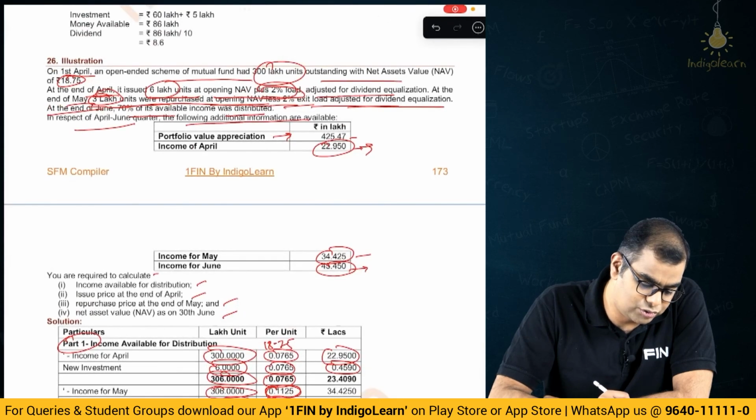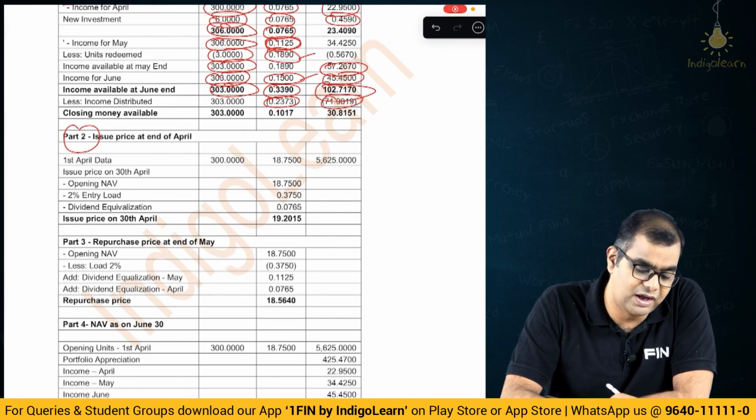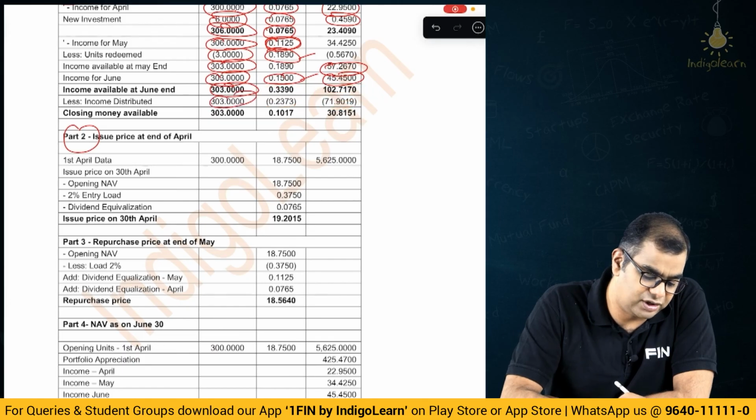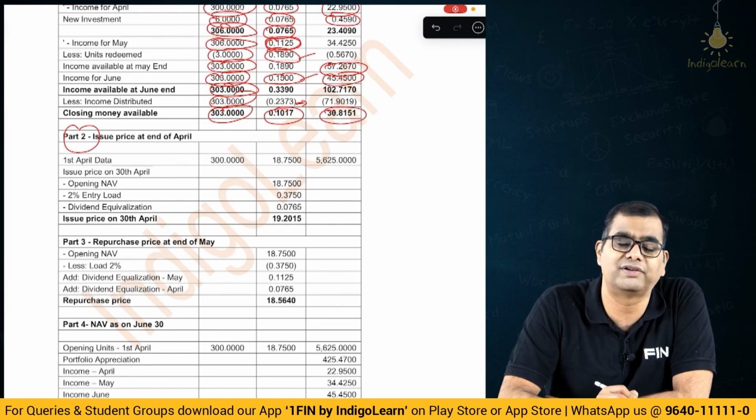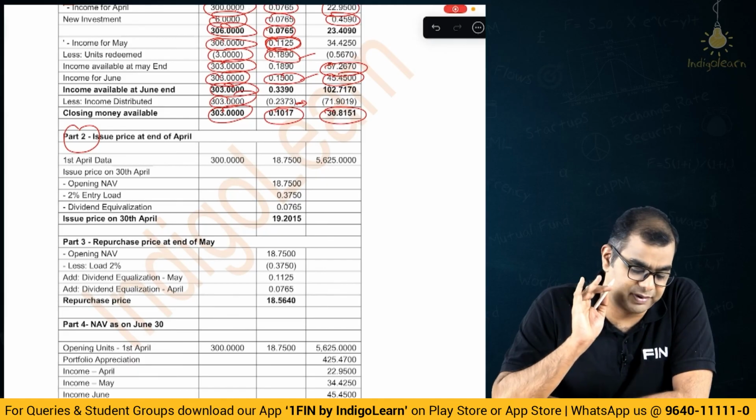From this, what did you do? You distributed 70% of the income. What is 70% of 0.33? 0.2373, or 70% of 102 is 71.9019. So, basically, you have 303 units and the closing money after distributing, you have 0.1017 available and 30.8151 as the income available for this entire set of investment.